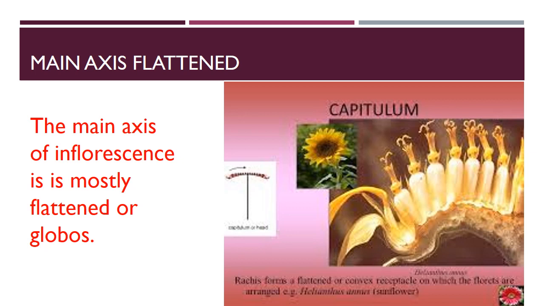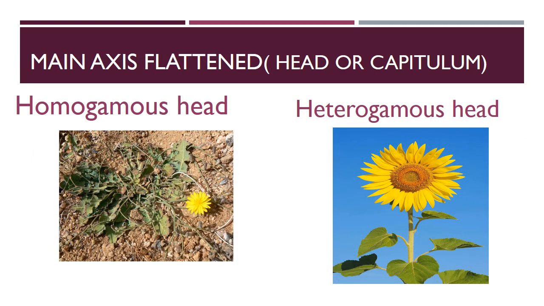Look at this picture carefully. This is one of the types of main axis flattened. It is flat or globose. Mostly it's flattened, rarely it's globose. This is the type of main axis flattened. Main axis flattened is also called head or capitulum.